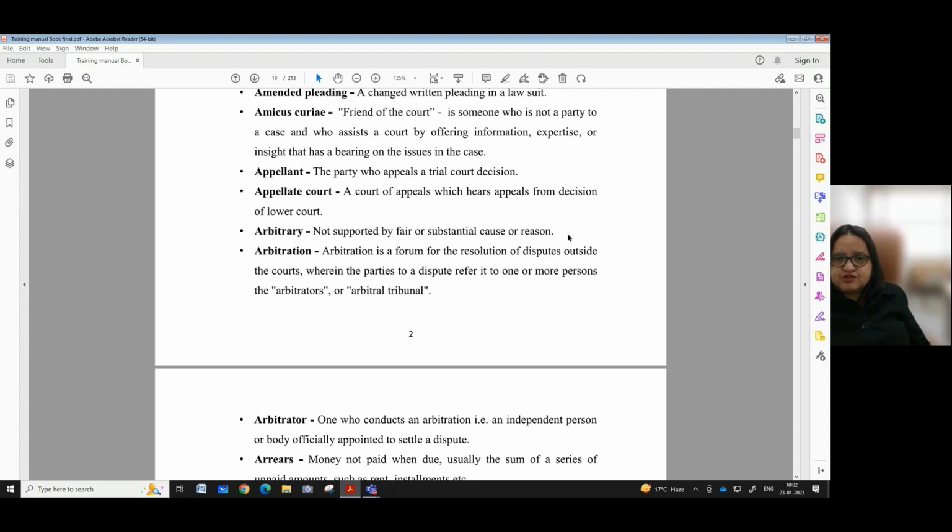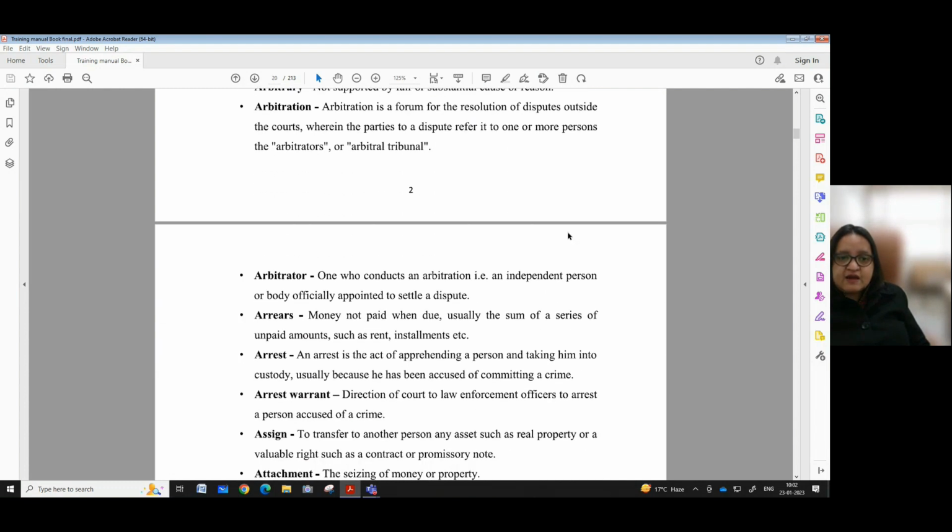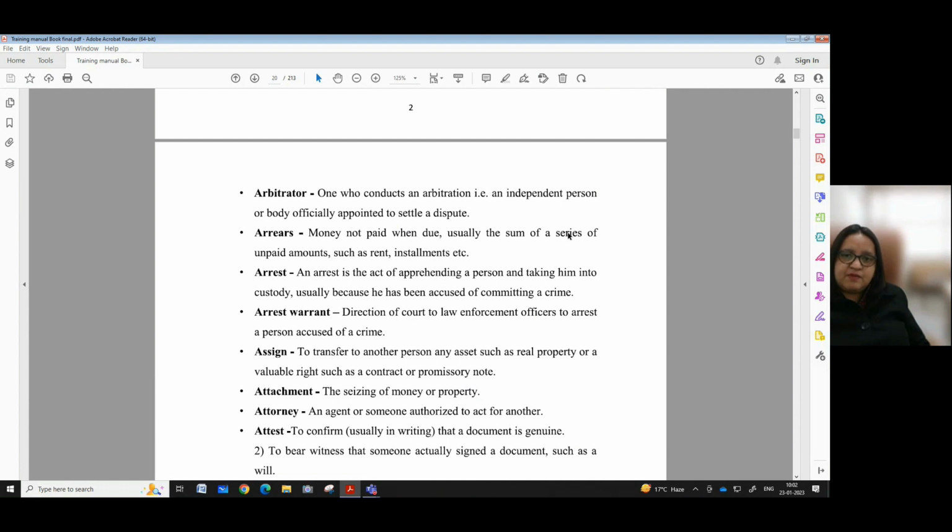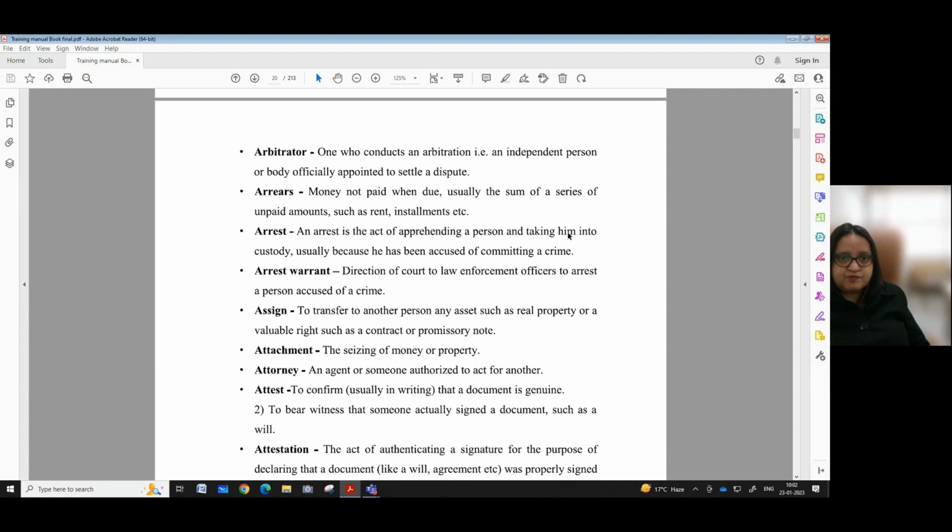Arbitration, it is a forum for the resolution of dispute outside the courts, wherein the parties to a dispute refer it to one or more persons, the arbitrators or arbitral tribunal. Arbitrator, one who conducts an arbitration, that is an independent person or body officially appointed to settle a dispute. Arrears, money not paid when due, usually the sum of a series of unpaid amounts such as rent, installments, etc. Arrest, an arrest is the act of apprehending a person and taking him into custody, usually because he has been accused of committing a crime. Arrest warrant, direction of court to law enforcement officers to arrest a person accused of a crime. Assign, to transfer to another person any asset such as real property or valuable rights such as a contract or promissory note.